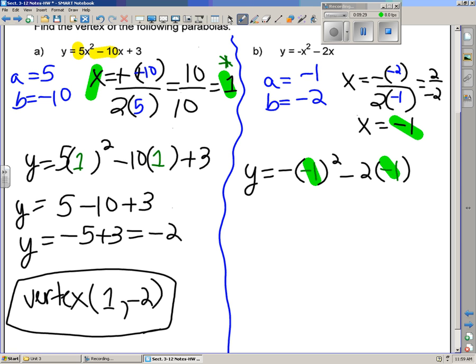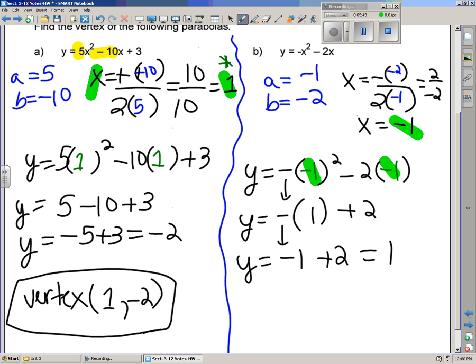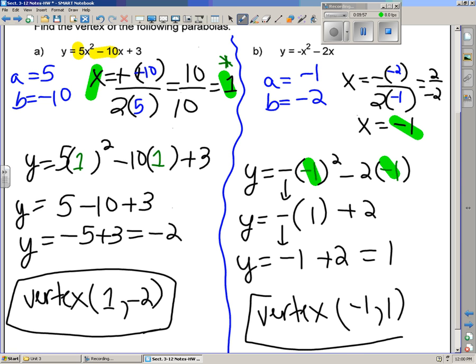Be very careful when you do your algebra. You've got to square the -1 first. The square of -1 is 1. And then this really just becomes a -1 when you apply down that negative all the way through, right? And then -2 times -1 becomes +2. And this comes out to be a +1. So the vertex here says when x was -1, y was 1. And that's your final answer.